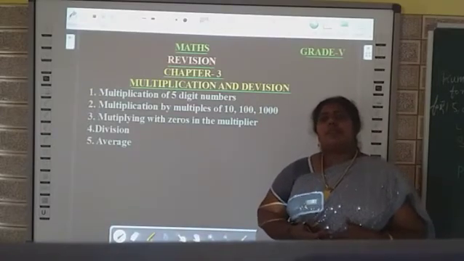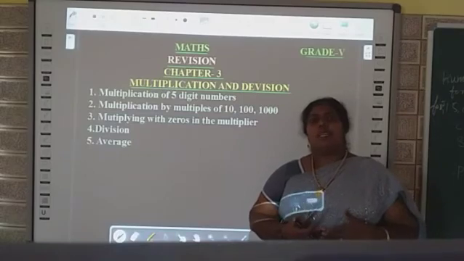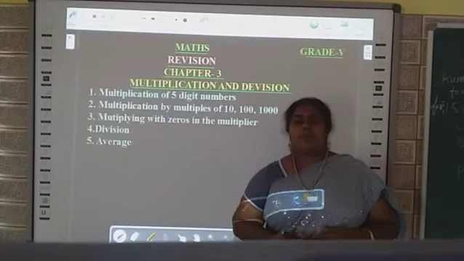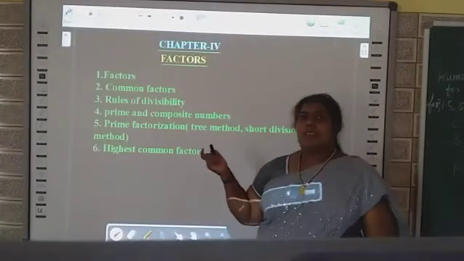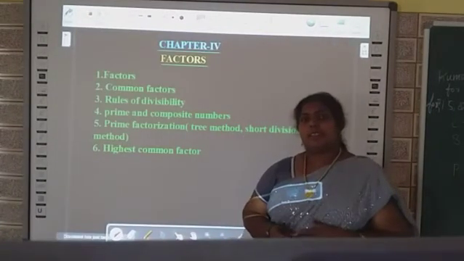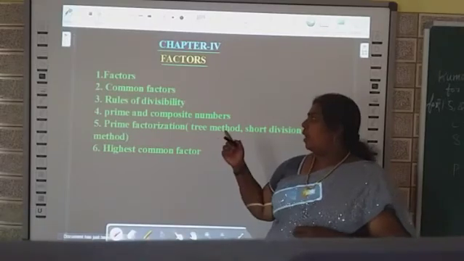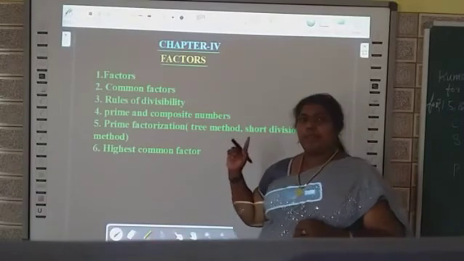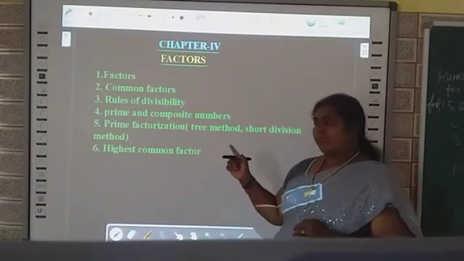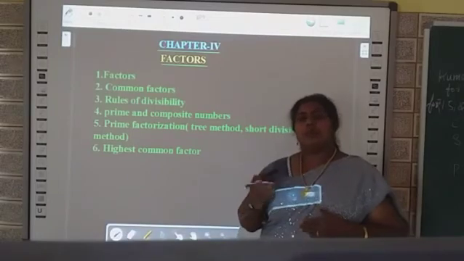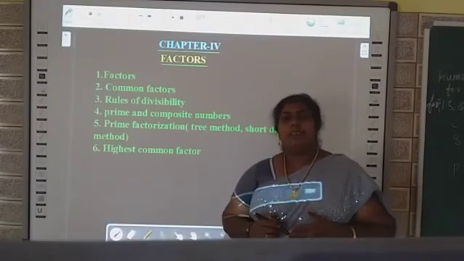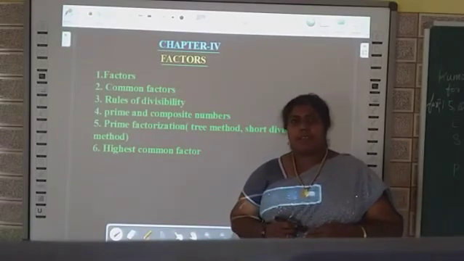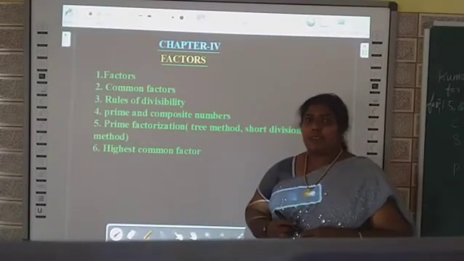Next we are going to discuss chapter 4, that is factors. Do you remember what we discussed in factors? Factors, common factors, then rules of divisibility, then prime and composite numbers, then prime factorization. For prime factorization we use two methods, the tree method and the short division method, right? Then highest common factor.